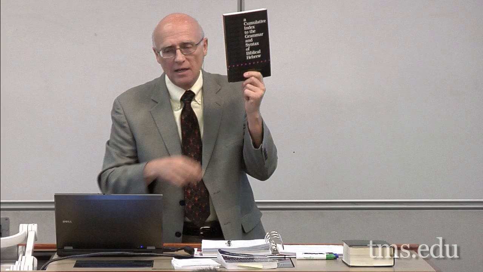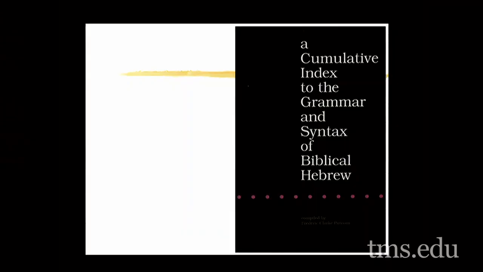We've covered the 12 elements. Now remember, I brought this book in way back at the beginning, first day of class, and I mentioned to you, Cumulative Index to the Grammar and Syntax of Biblical Hebrew, compiled by Frederick Clark Putnam. It is in the reference section of the library, I believe. It has been in the past. I told them to put it there and keep it there.